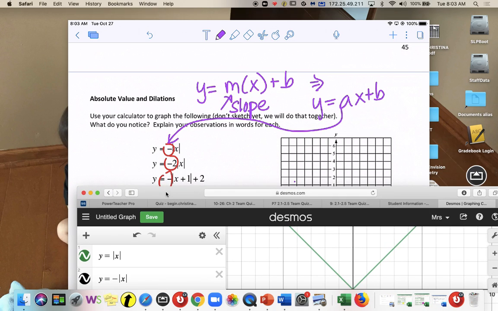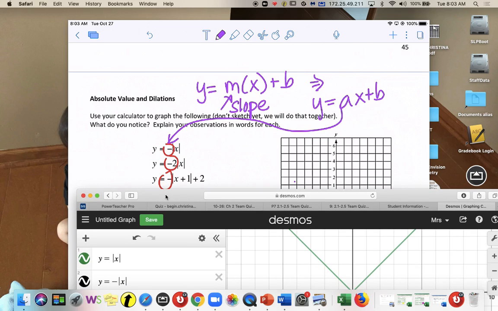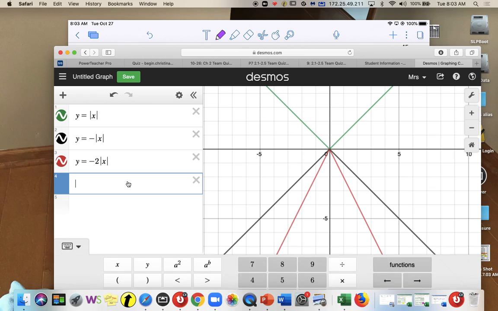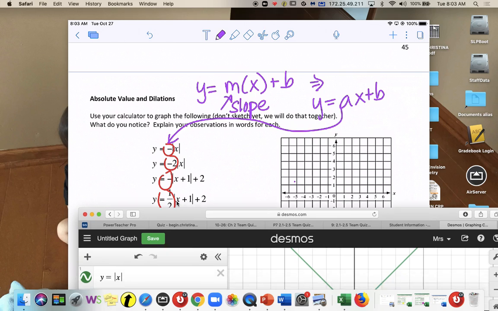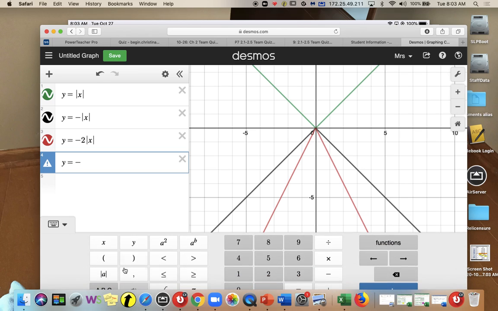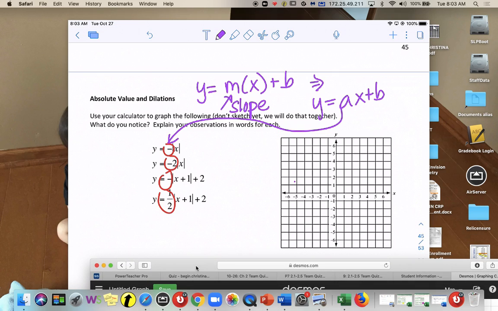Let's talk about this one right here, the negative absolute value of x plus 1 inside the absolute value, plus 2. What happens there? Okay, so y equals negative absolute value of x plus 1, and then it was plus 2.